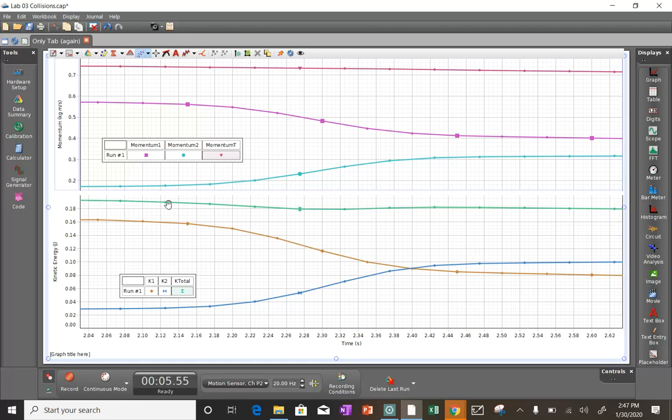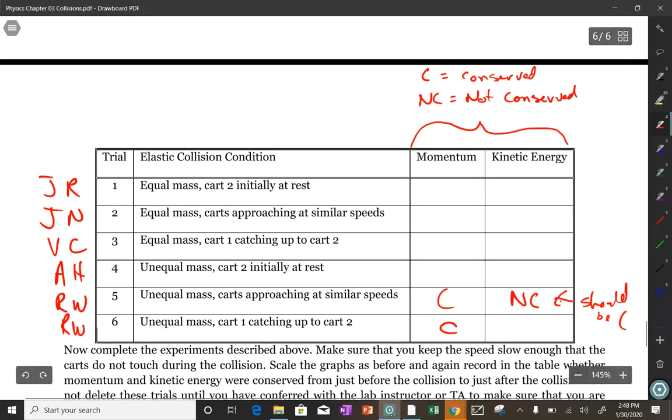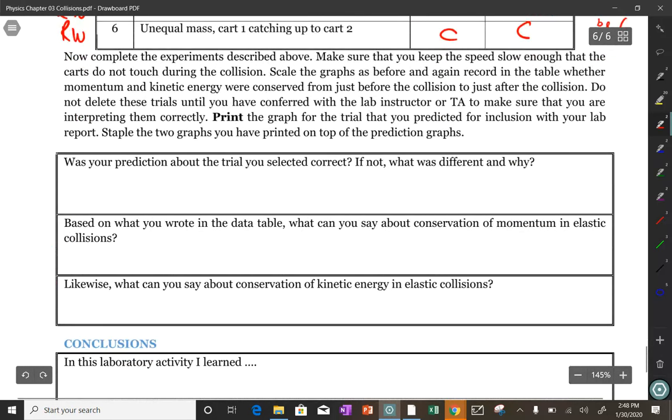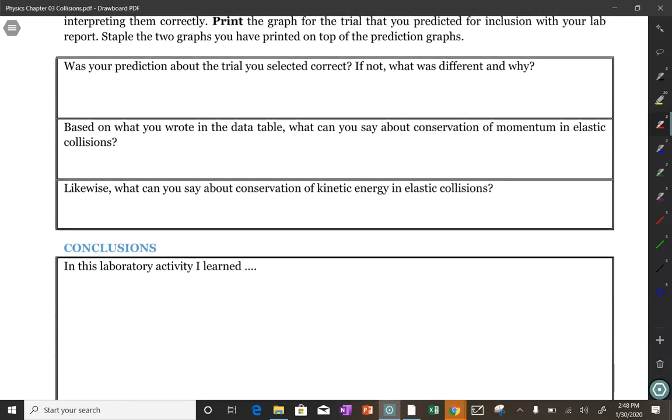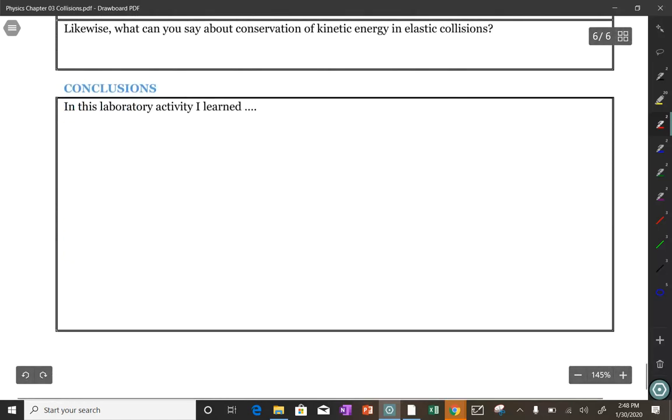My kinetic energy line, if you look at this one, this fits within my understanding of constant. So for this, I will say both were conserved. Because I'm saying whether it's going to be or will not be. So there I have done my experiments. Then you have questions on your prediction here. And then finally your conclusion.